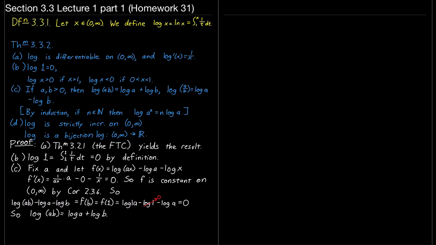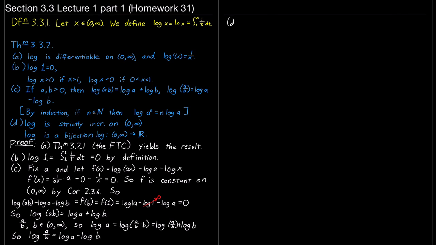And then a over b and b are both positive numbers, so the logarithm of a is the logarithm of a over b times b, which is log a over b plus log b. Multiplication inside of a logarithm turns into addition outside. So log a over b, just a little bit of algebra, is log a minus log b.